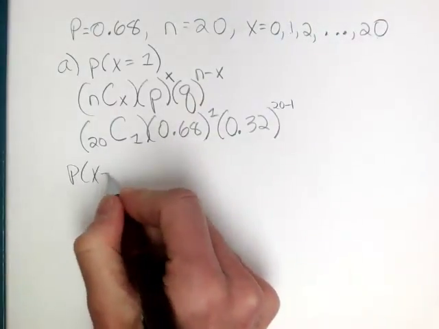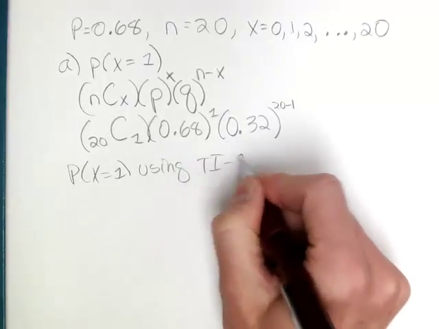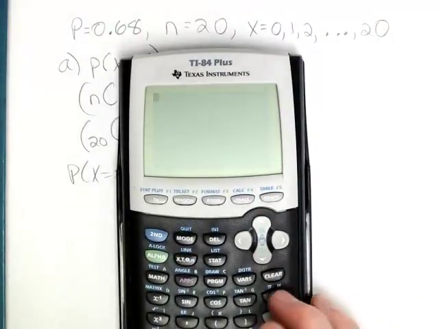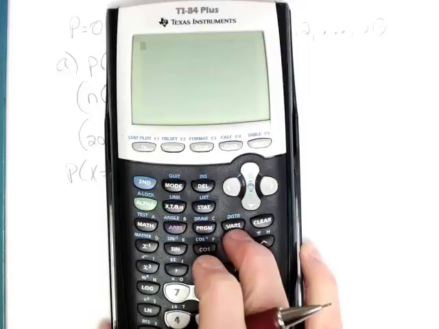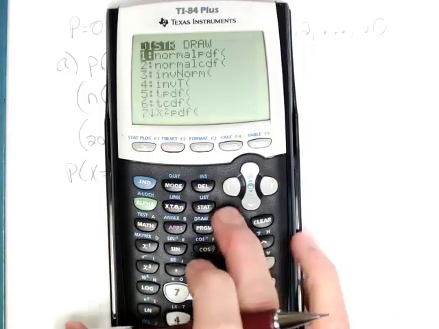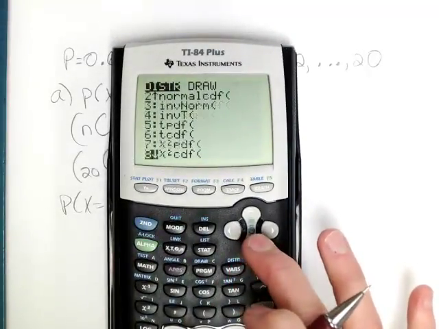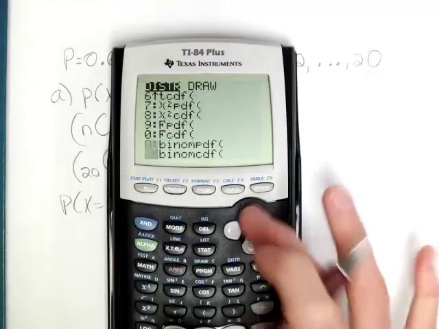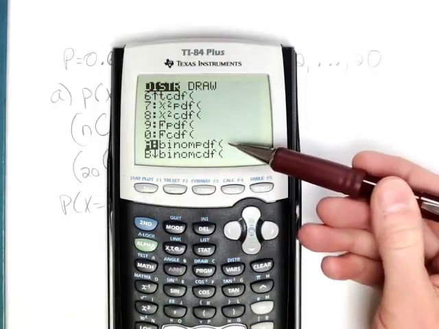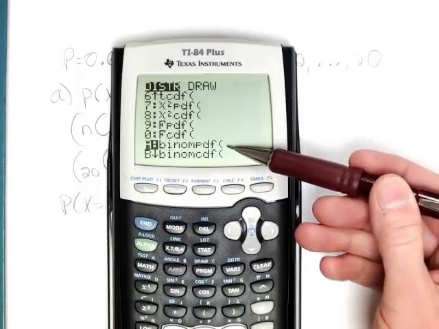So the probability X is equal to 1 using the TI-84. I'm going to go to my distribution menu, which is the second key. So I'm going to press second, vars, and scroll down till I find binomial PDF. Because we want to find the probability of exactly 1, we want the probability density function. You use that one for X taking on an exact value.